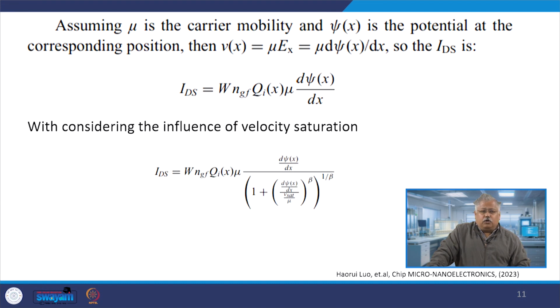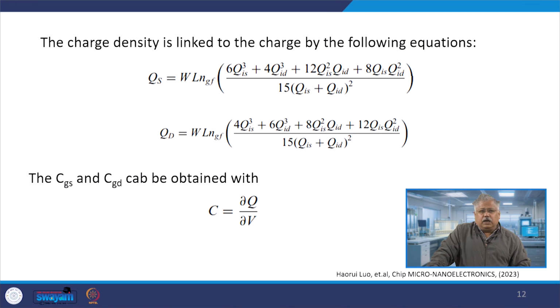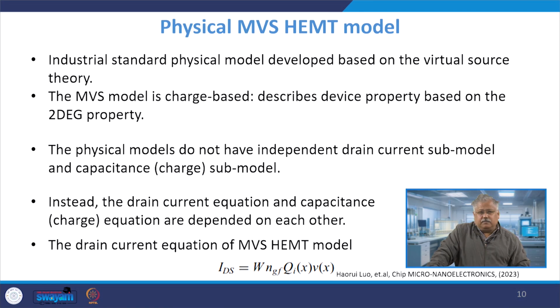Okay, before we finish off, let me quickly take up this last model, a physical MVS model. This is a Modified Virtual Source model, and it's a charge based model. So just like a MOSFET, it is based on the amount of charge accumulated within the device as a function of the biases, which is what you get from the MVS HEMT model. And it very well captures the 2D electron gas property.